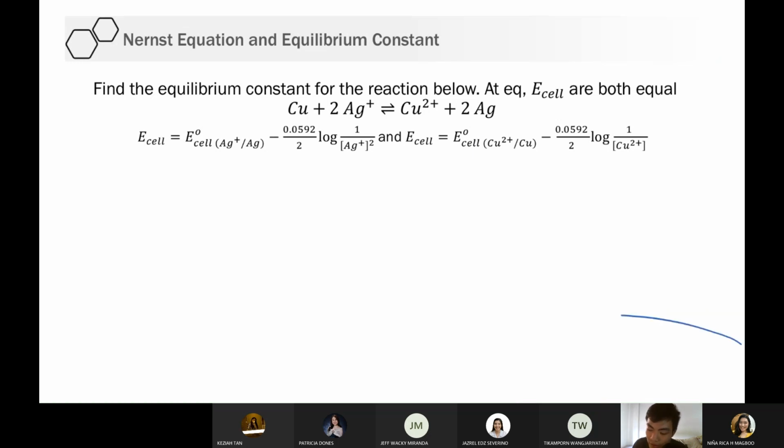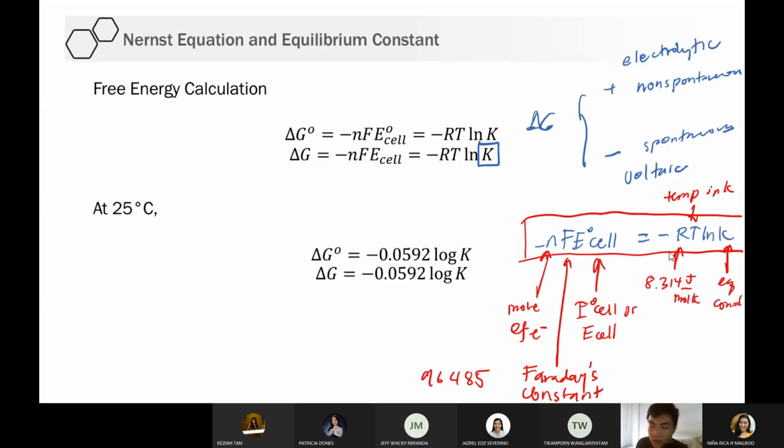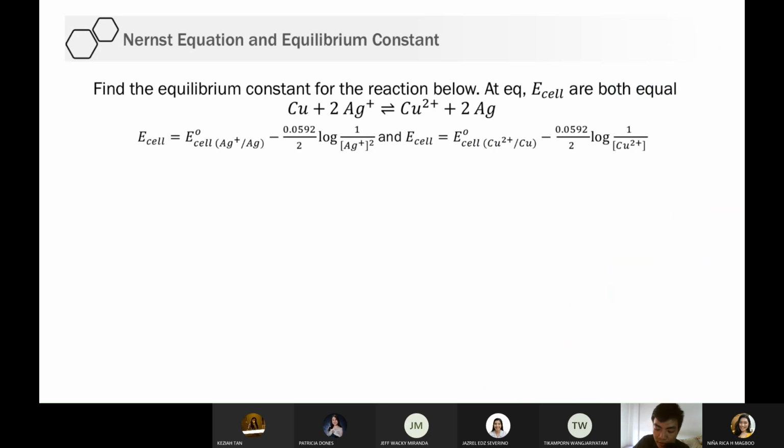According to our equation earlier, negative nFE cell is equal to negative RT ln K. So actually, you can cancel out the negatives and convert that into positives. So let's write it here. nFE naught cell equals RT ln K. Since we are solving for K, we just need to do some algebra. You divide both sides by RT, so we get nFE naught cell over RT, that's equal to ln K.